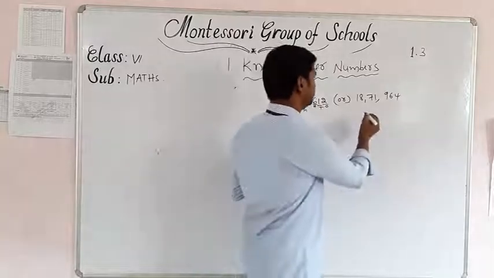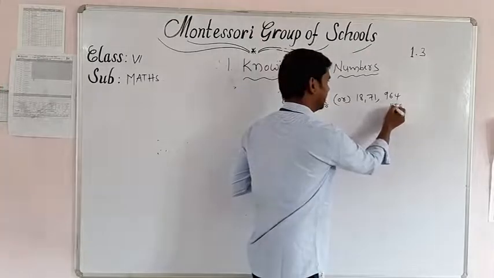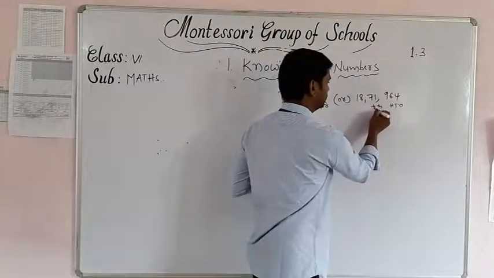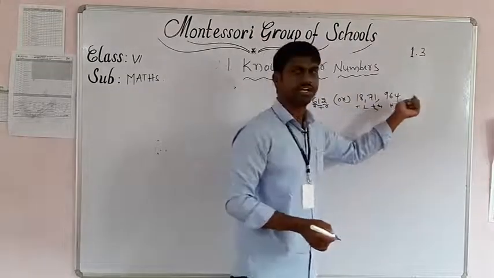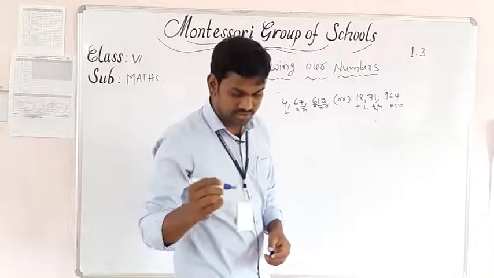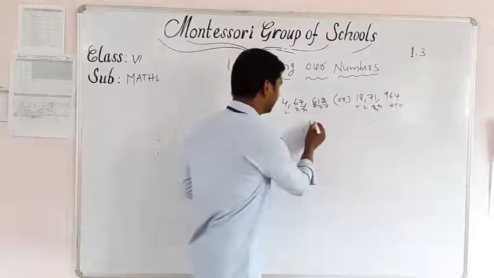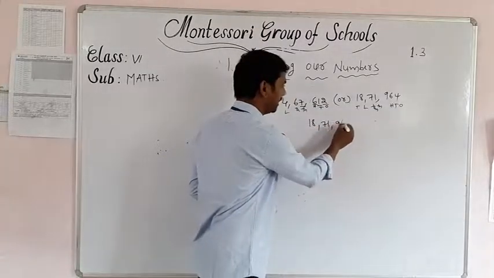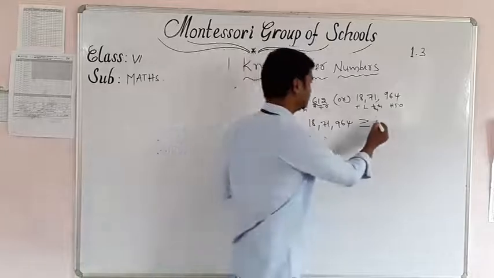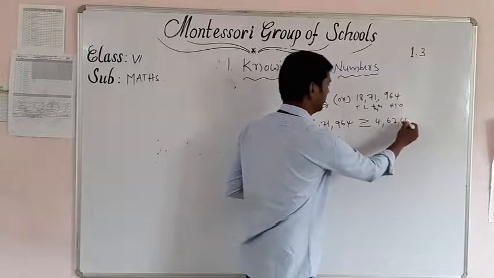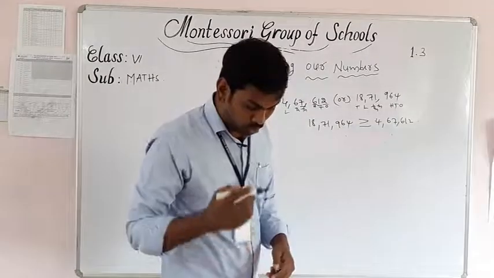4,67,612 and 18,71,964. Ones, tens, hundreds, thousands, 10,000s, lakhs, 10 lakhs. The question is asking which is the larger among these two, using the greater than symbol. So 18,71,964 is greater than 4,67,612. That's it, over.